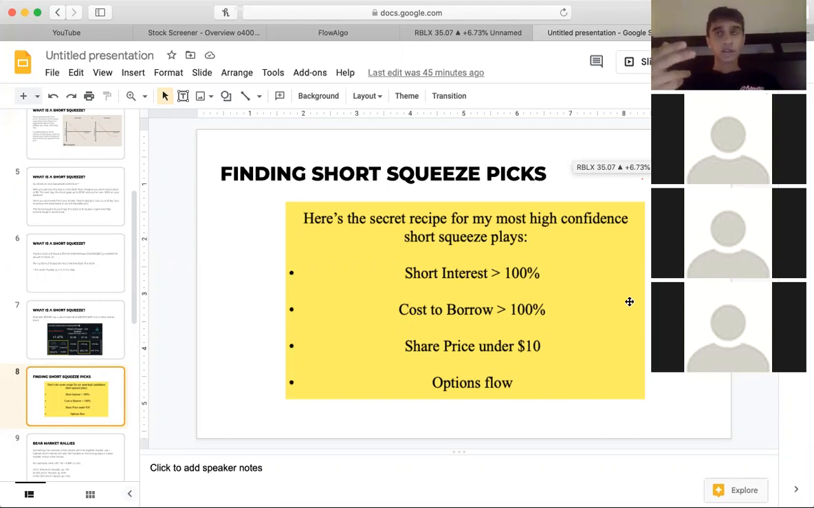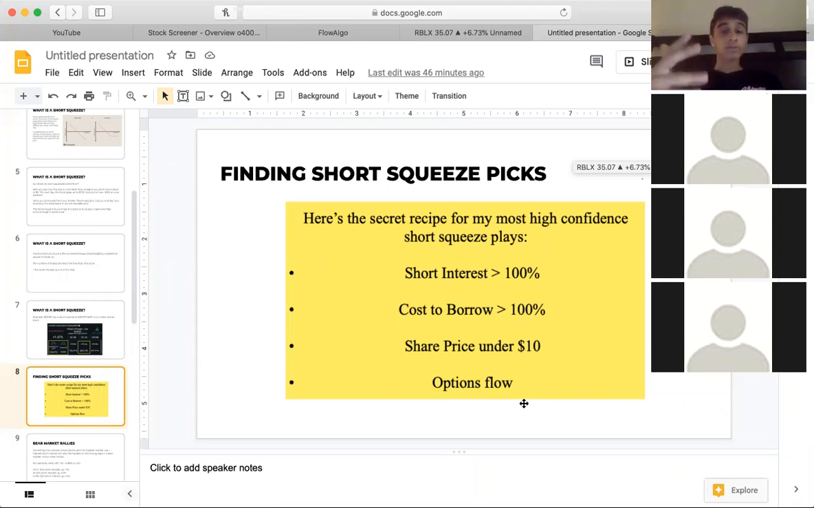Next is share price under $10, and you're probably wondering why. It's because when it's under $10, it's very easy for retail to pile in. If there's a stock at $3 and retail pushes it up to $4, everyone who was already short that stock at $3 is down, what is it, 30%? They're already down on their position, right? So when retail can pile in, they can really push up a stock, and it's much easier to get a short squeeze on a stock that's under $10 versus a stock that's $200, because retail doesn't want to buy those stocks.